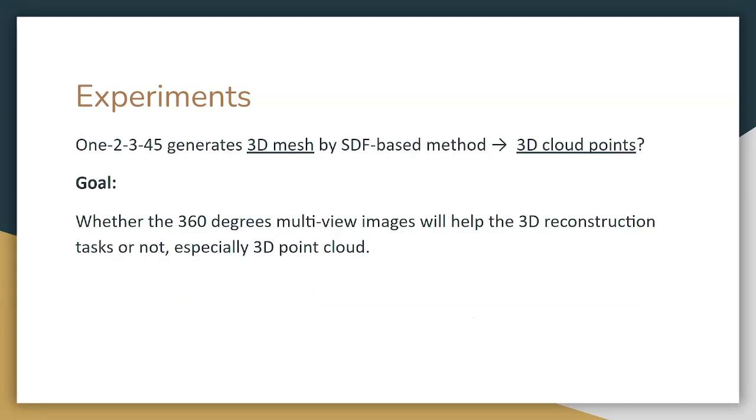In Zero123, the multi-view images are used to generate a 3D mesh by SDF-based methods. We are curious about whether it can be used to generate 3D point clouds. So our goal is to figure out whether the 360 degrees multi-view images generated by view-conditioned diffusion models will help the 3D reconstruction tasks or not, especially 3D point cloud.